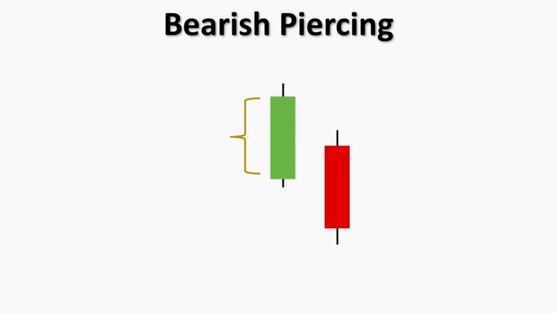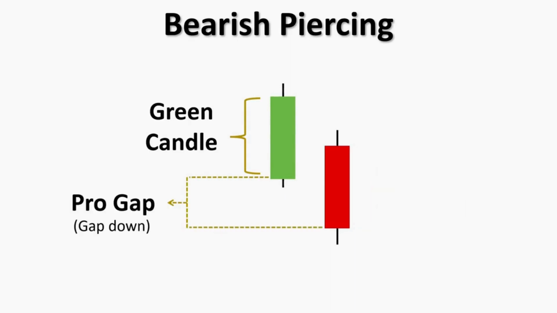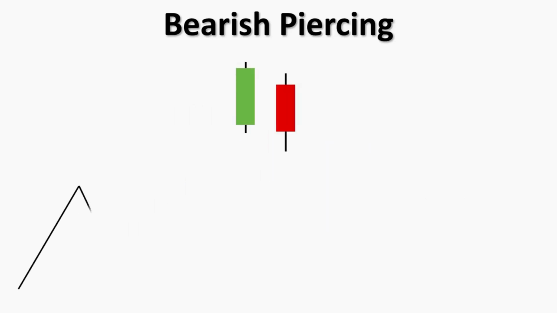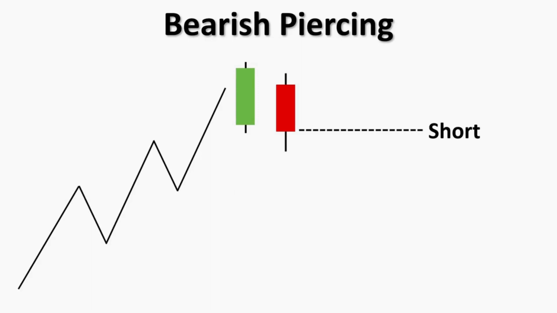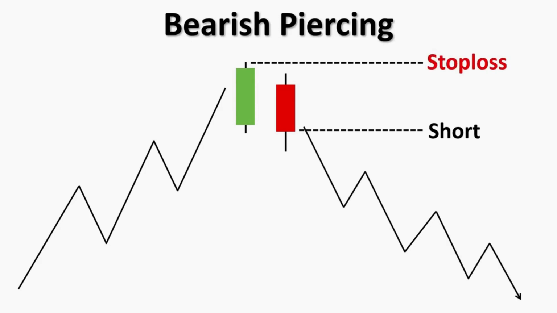The first candle in this pattern is a long green candle, and after that we get a pro gap which is a gap down opening, followed by a long red candle. The logic of this pattern is simple. First a green candle which indicates bullish dominance, and after that a gap down opening which indicates some strong selling, and the red candle confirms it. Since this is a bearish reversal pattern, it should be preceded by an uptrend. That is where you get a perfect setup for trading on this pattern. We will take a short entry at the closing of this candle, and our stop loss will be above the high of the previous candle. We can then expect that the market will continue in a downtrend, and since we have taken a short trade, we can make money.